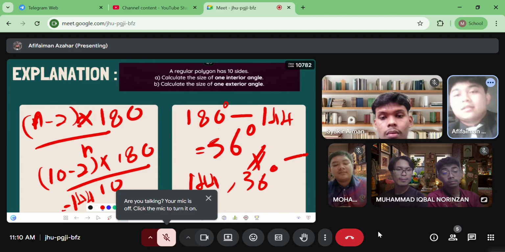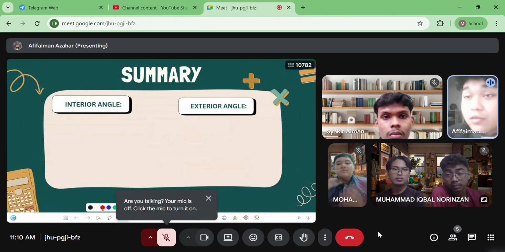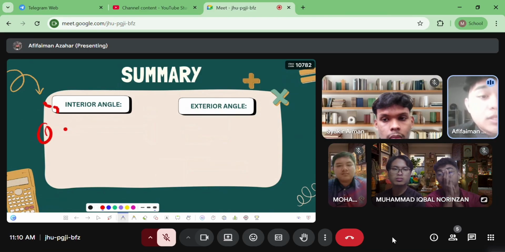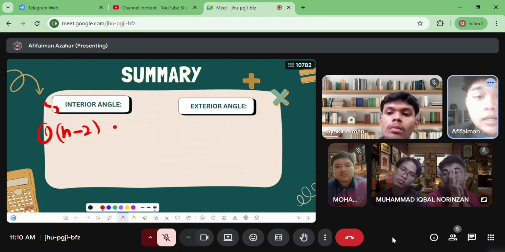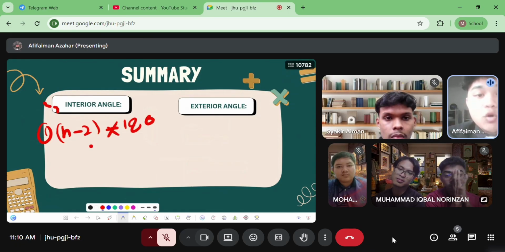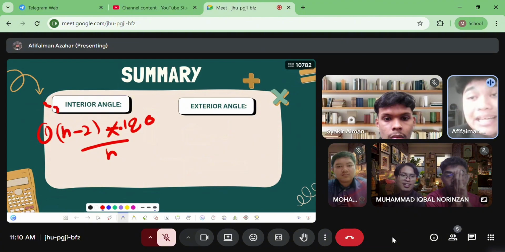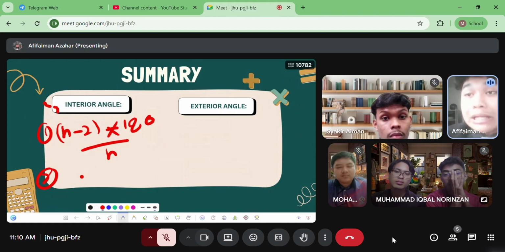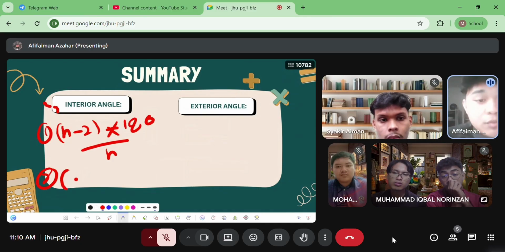Alhamdulillah. So for summary, basically you have four formulas that you need to remember. Under interior angles, the first formula is to find each interior angle, which is n minus 2, times 180, over n. Second, to calculate the sum of all interior angles, we don't need to divide by the number of sides, so the formula is n minus 2, times 180.